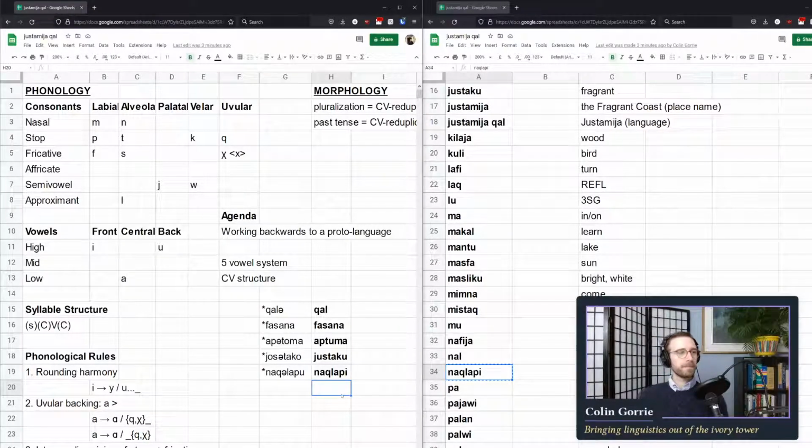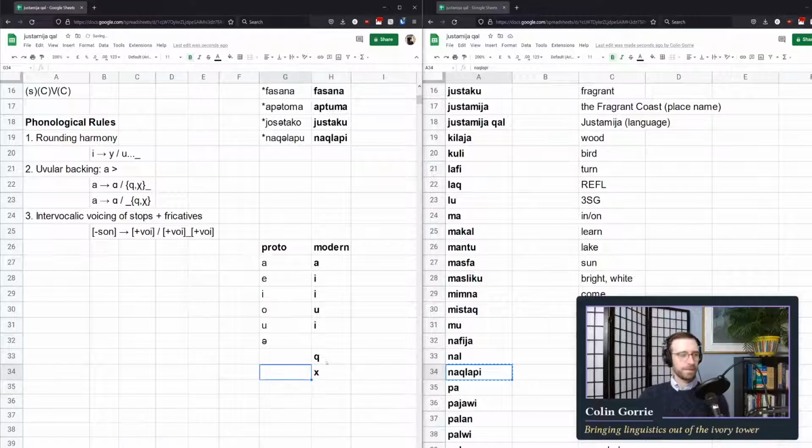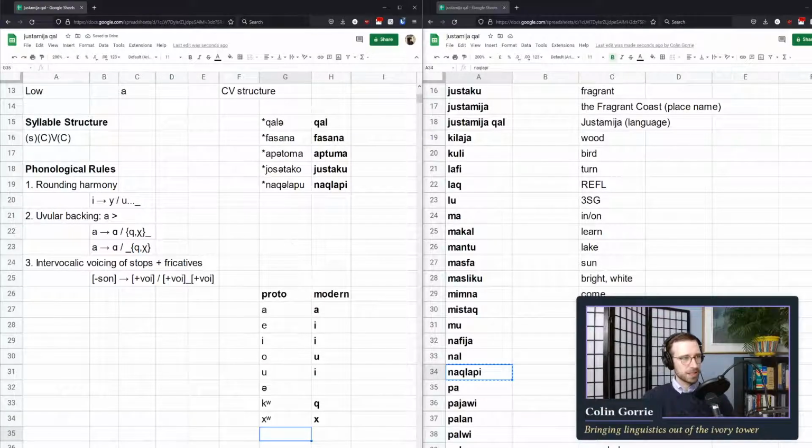Okay, so going down here, we have q and we have h coming from qua and hua. So let's see how this changes our reconstructions. Instead of kala, we have kuala. Fasana stays the same, apatoma stays the same. Nakalapu would become nakwalapu. Okay, that's kind of cool.